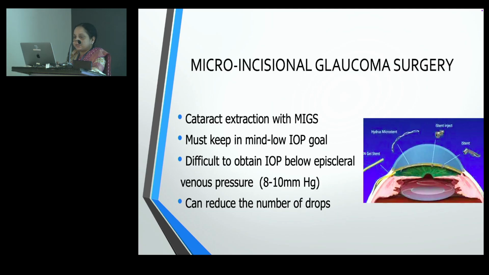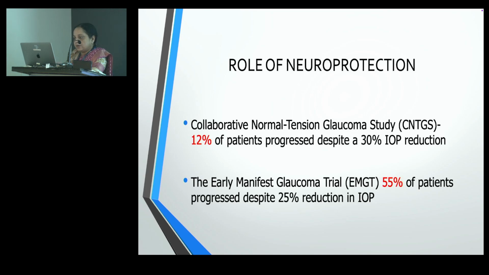Microincision glaucoma surgery can be combined with cataract extraction. It can reduce the number of drops to be used, but it's difficult to obtain an IOP below the episcleral venous pressure. The Collaborative Normal Tension Glaucoma Study showed that in spite of 30% IOP reduction, 12% of patients progressed, and in the Early Manifest Glaucoma Trial, in spite of 25% reduction in IOP, 55% of patients progressed. This suggests that factors other than IOP have a role in NTG, and so neuroprotection has a role in the treatment of normal tension glaucoma.